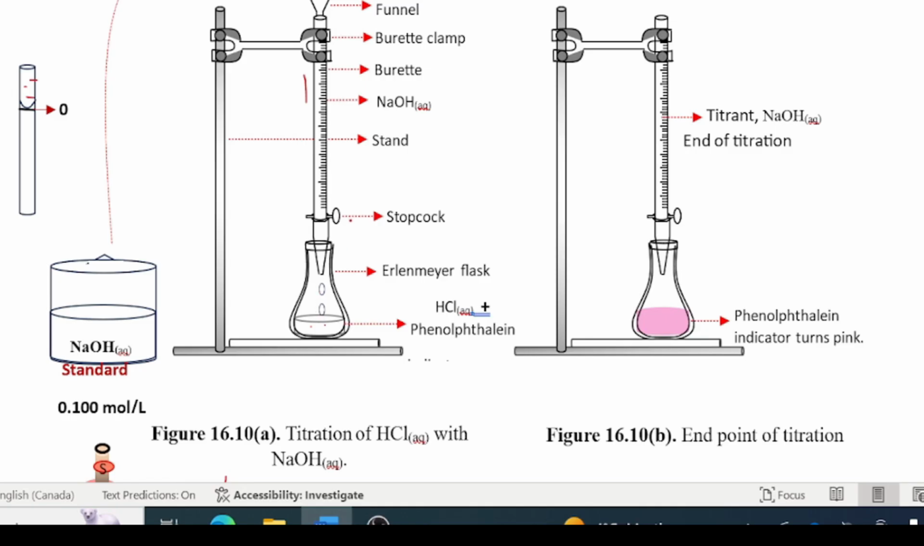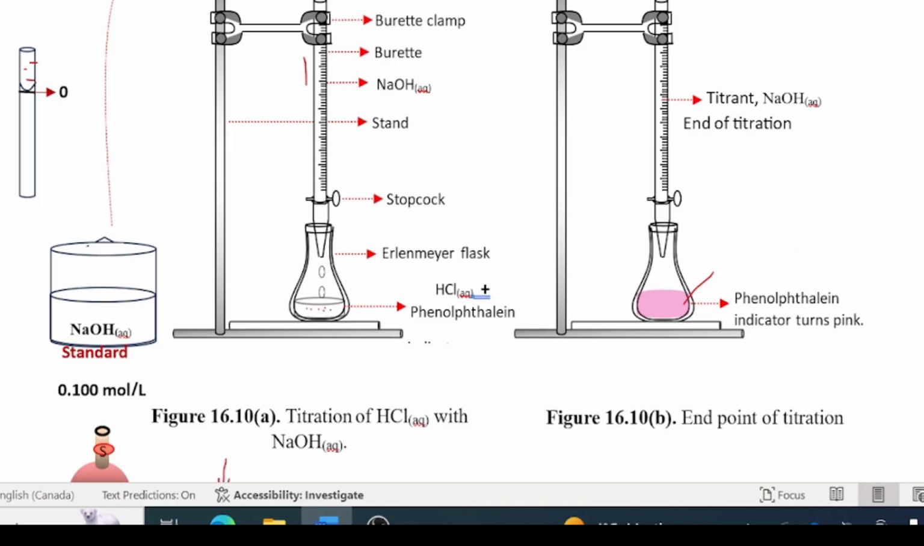So what you do, you regulate the stopcock to allow the sodium hydroxide to fall as drops. There comes a point where 1 drop of this sodium hydroxide makes the solution just alkaline enough to change your phenolphthalein from colorless to pink. So you'll end up with a pink solution like that. 1 drop of the sodium hydroxide should change that to pink. So that marks the end point of the titration.